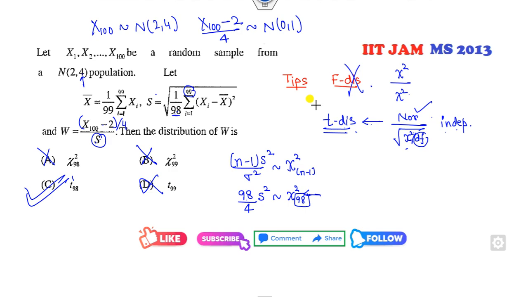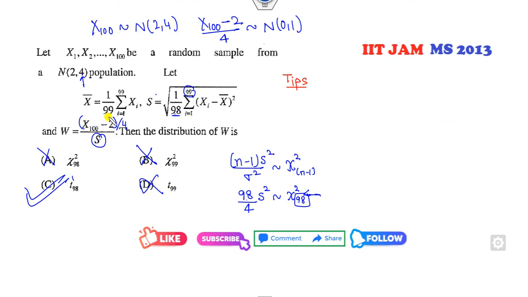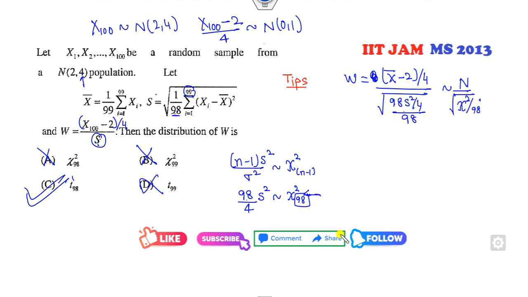Fine. Or moreover, you can make them also if you want, like this W I can write as x bar minus 2 divided by 4, and I can multiply by 4. This S I can write as square root of 98 s square by 4, divided by degree of freedom, that is 98, and you can see this 4 I can adjust it as here. Fine. It will be cancelled out. Now you can see it's complete: this is my normal, this is my chi-square, degree of freedom will be 98. Fine. So it is my C that is right.